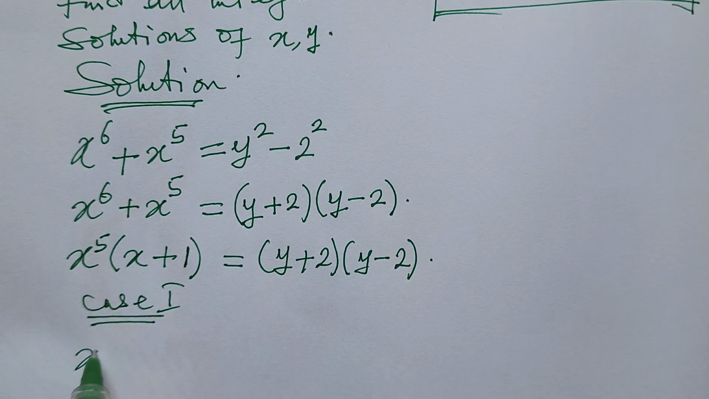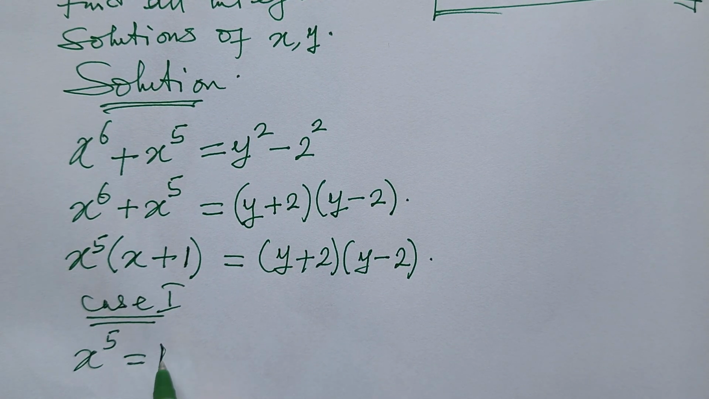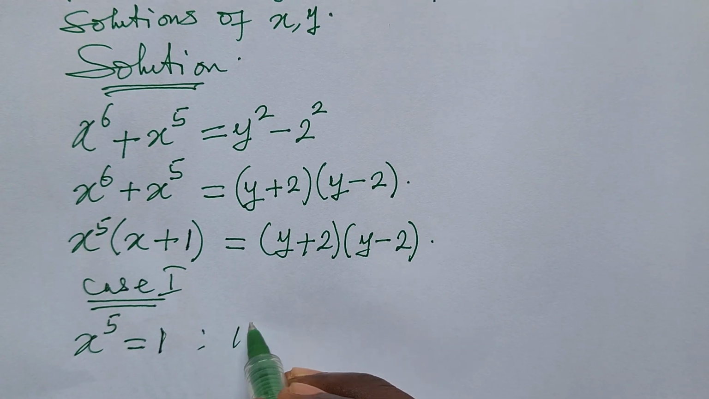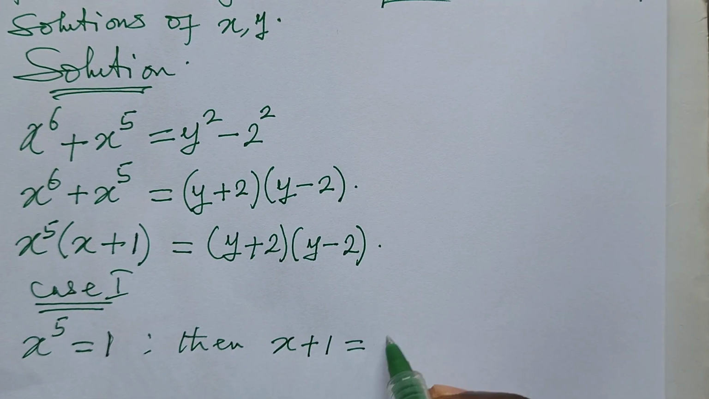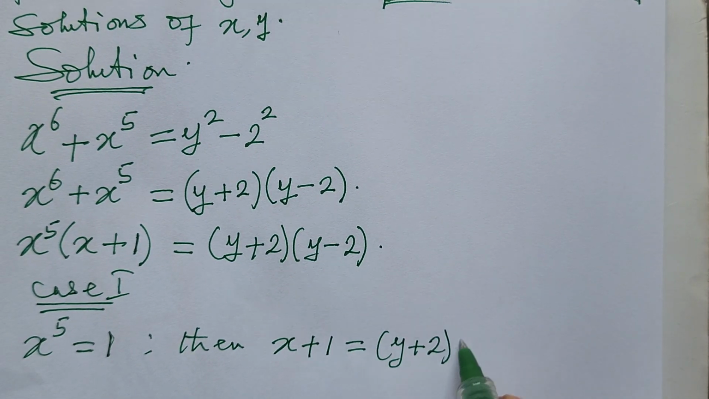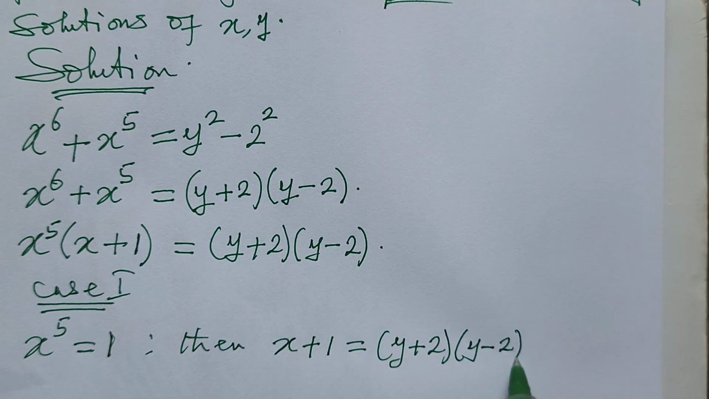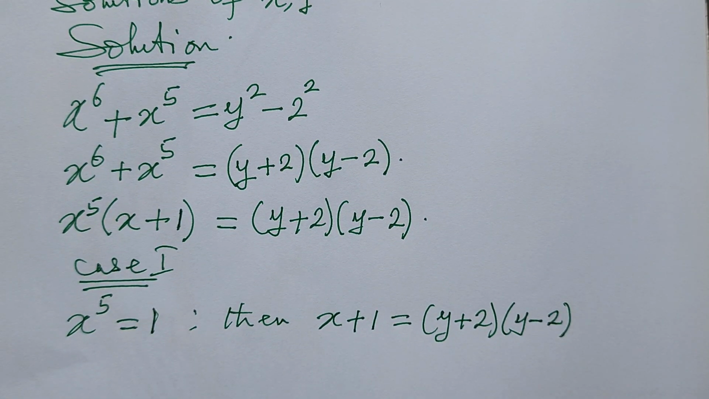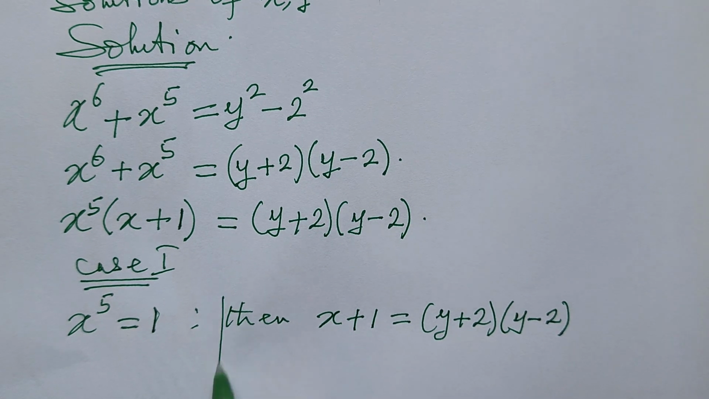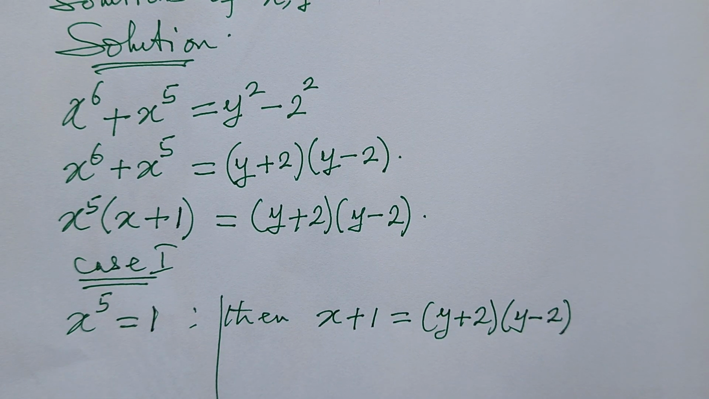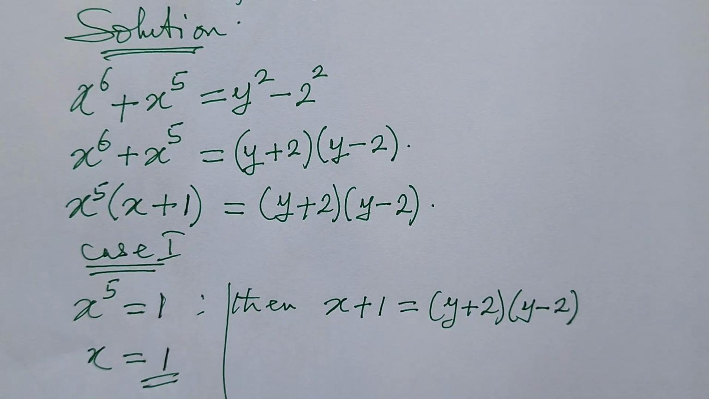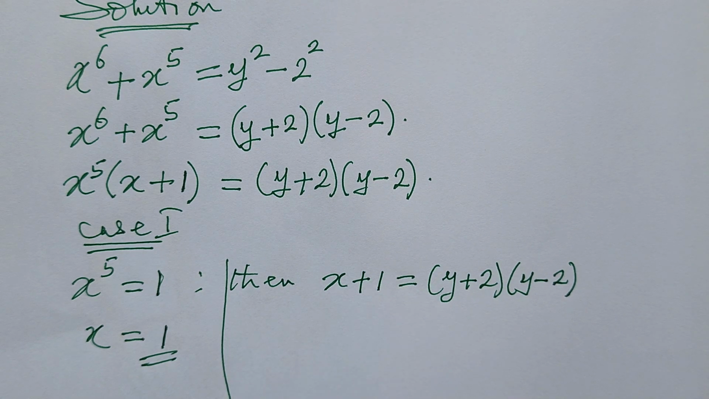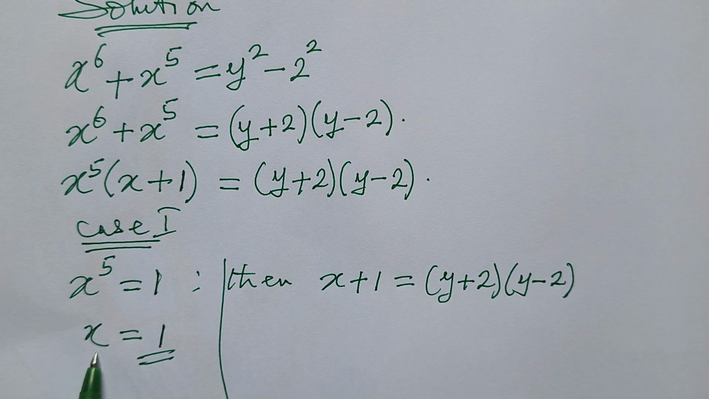What is our case 1? When x to the power of 5 is equal to 1, then x plus 1 will be equal to y plus 2 times y minus 2. You get that? So from here, let's separate this. If we make x the subject of the formula, x will give us 1 here. So let's hold this. Then we come to this side of our equation. Here we have x plus 1 and we find x to be 1, so we add this to here.